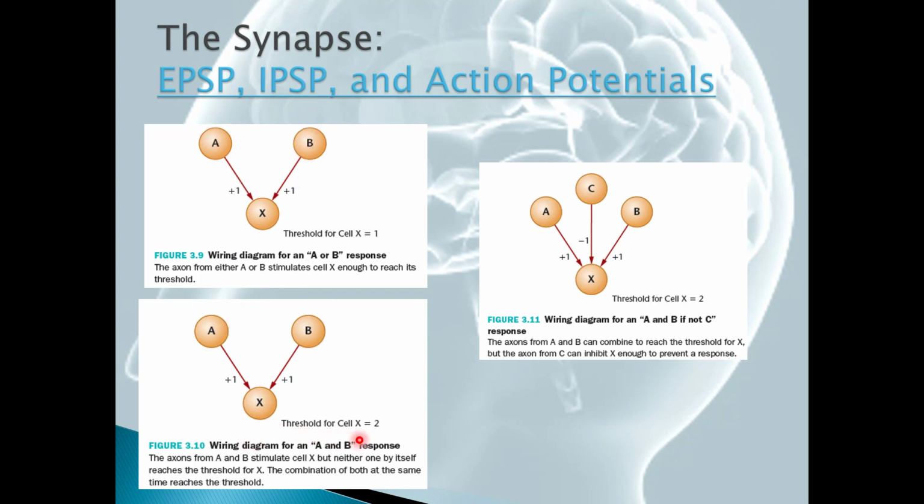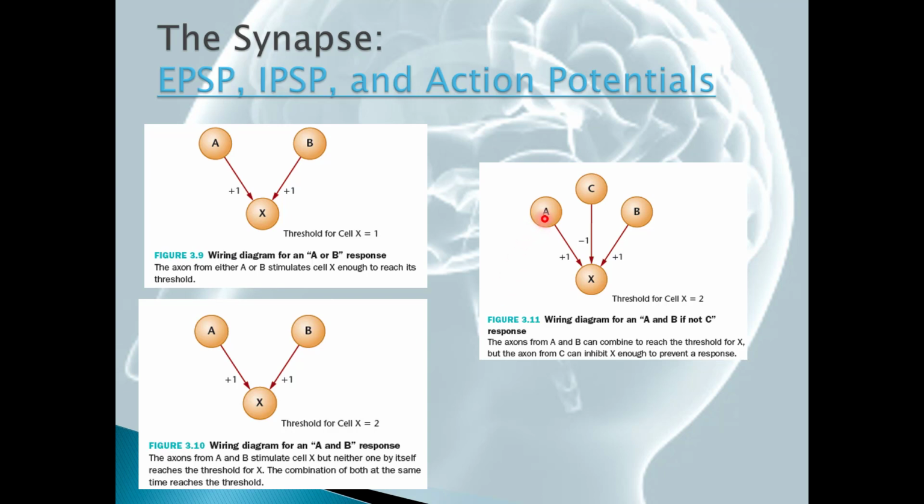So here, now the threshold for cell X is 2. So X has to get to a positive 2 in order for an action potential to occur. If A stimulates X, we get to a plus 1, no action potential occurs. If B stimulates X alone, we get to a plus 1, we don't reach threshold, no action potential occurs. If A and B fire simultaneously, stimulating X, 1 plus 1 is 2, threshold has been reached, and X will fire an action potential. Now here, just showing you some examples.